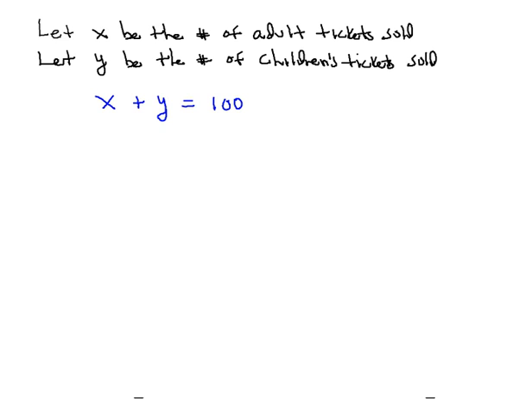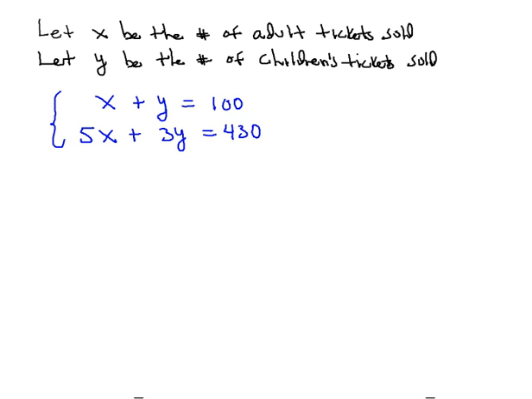Now the next equation will be related to the revenue. I hope it seems reasonable that if we have sold X number of adult tickets and each ticket costs $5, the revenue taken in through the sale of the adult tickets will be 5 times X. And in a similar way, if we've sold Y children's tickets and each cost $3, the revenue taken in from the sale of the children's tickets will be 3Y. Then adding those two together will give us the total revenue, which we're told in the problem is $430. So that now is our system of equations.